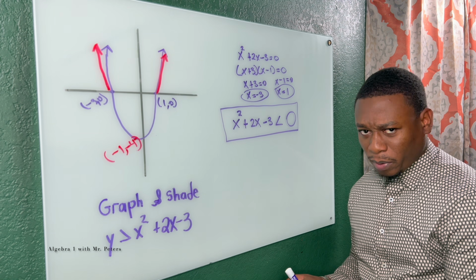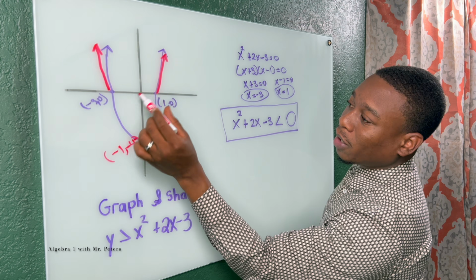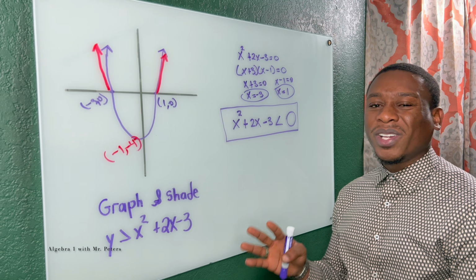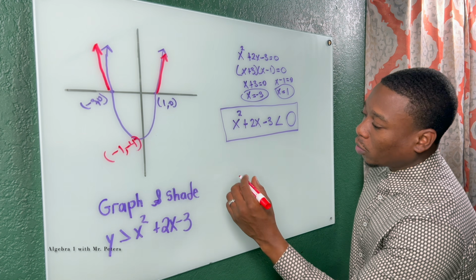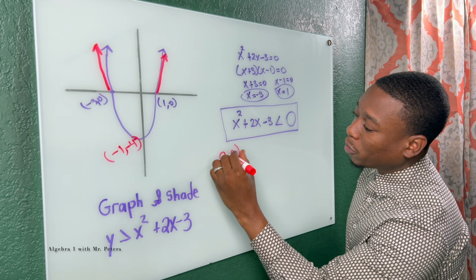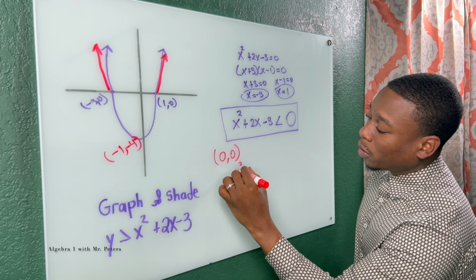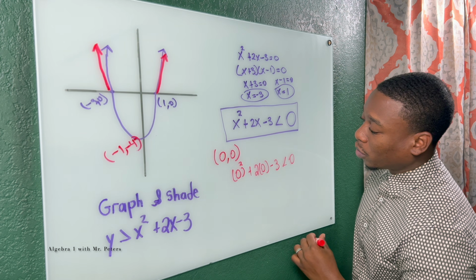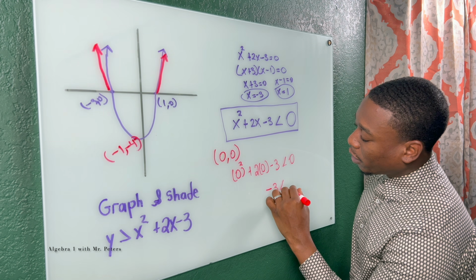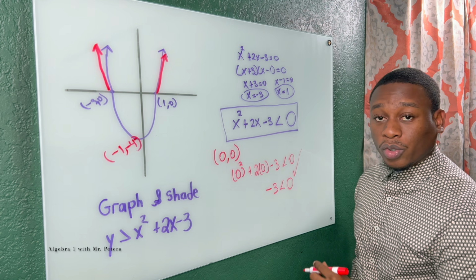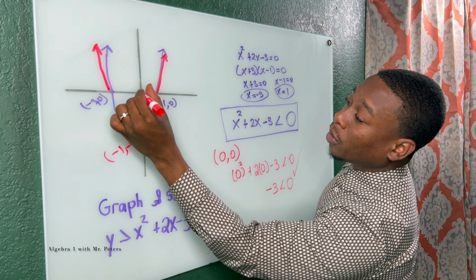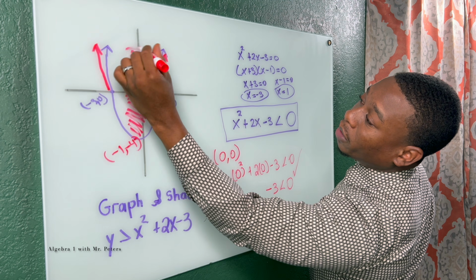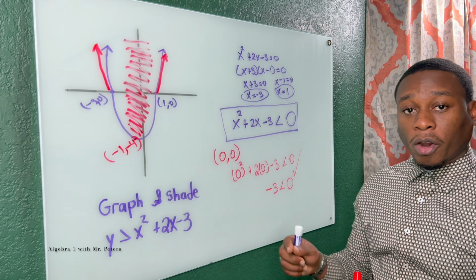So typically, we could just shade in the middle based on the explanation I gave. But to improve your accuracy, always use a test point. Let's say we use the point 0, 0. I plug it in: 0 squared plus 2 times 0 minus 3 is less than 0. So we're saying -3 is less than 0. This is a true statement, so we're going to shade in the area where that 0, 0 is. After graphing the quadratic inequality, we know this is the area we would shade.